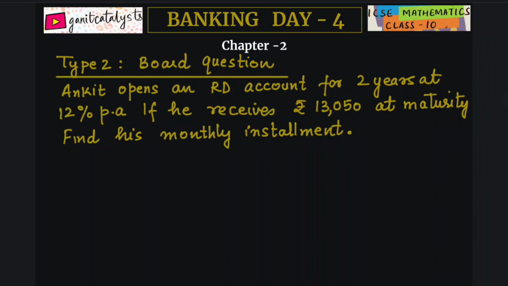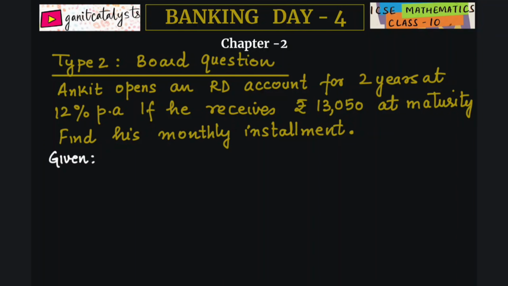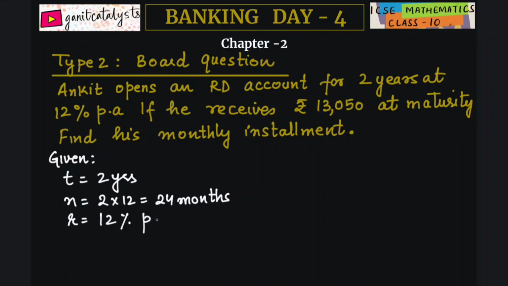Now for a slightly trickier problem, where the board asks you to calculate the monthly deposit P instead of the maturity value. Now the maturity value is given. So write down the given information. Given is, now time is equal to 2 years. So N is equal to 2 into 12, which is 24 months. Rate is equal to 12% per annum. And maturity value is equal to rupees 13,050. Now to find P.